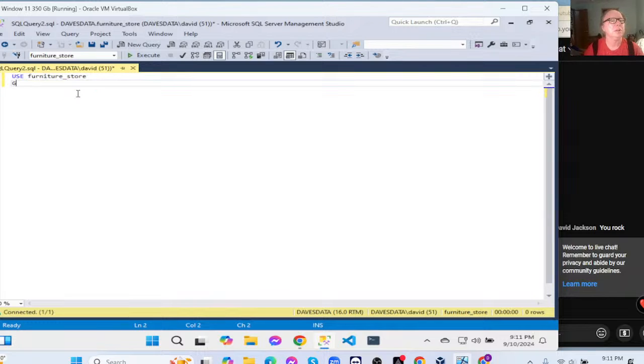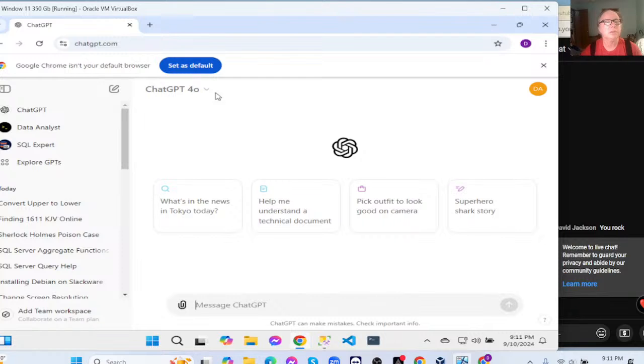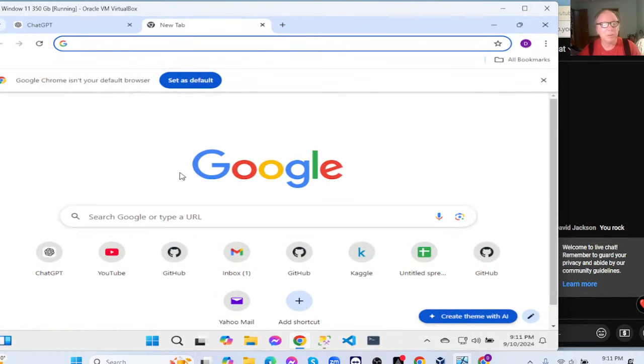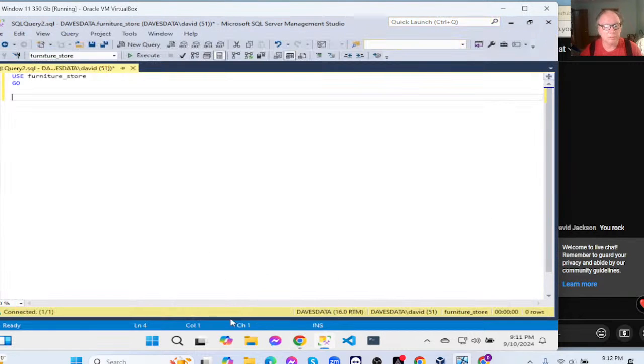Query. Now, in the interest of full disclosure, I did in fact go out and do these problems earlier using ChatGPT, but let's see how good my memory is. If worst comes to worst, I'll just pull up the SQL script from this morning. But let's see what happens here.